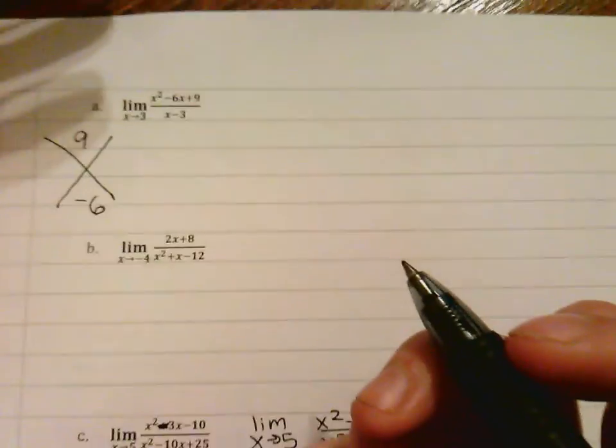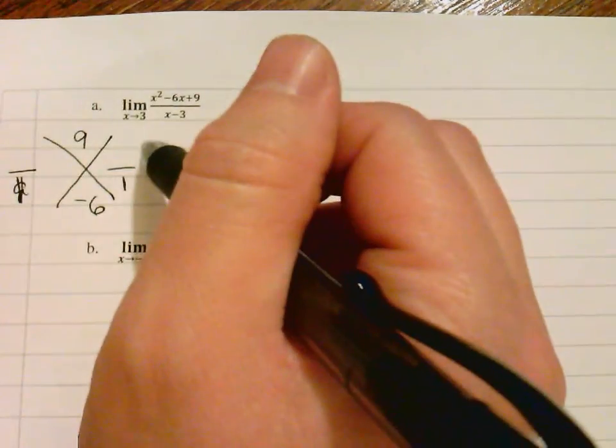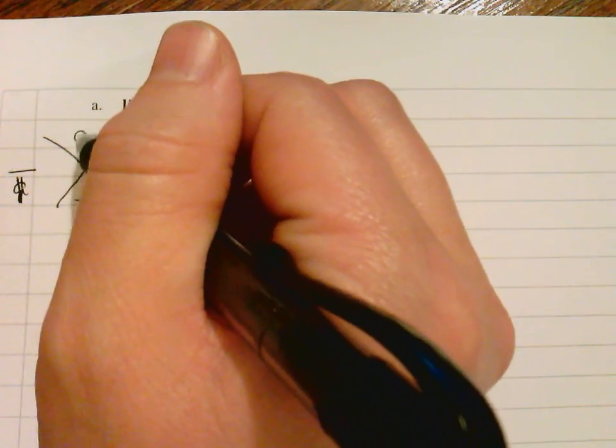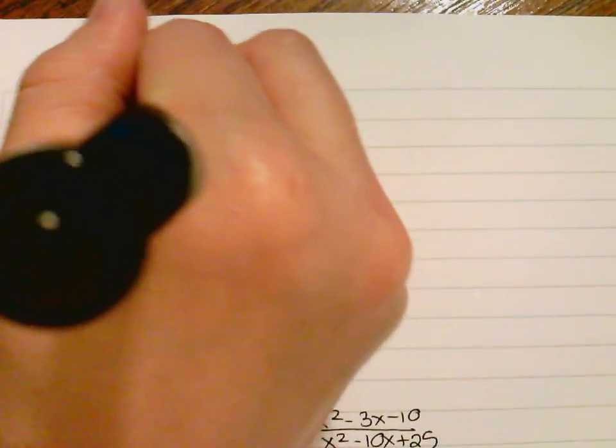I'm just doing this because some people have never seen this before. I didn't see this until a few years from now. So A would be 1 here. You want factors of AC, so that's 1 times 9. So factors of 9 that add to get negative 6. That's going to be negative 3 plus a negative 3.